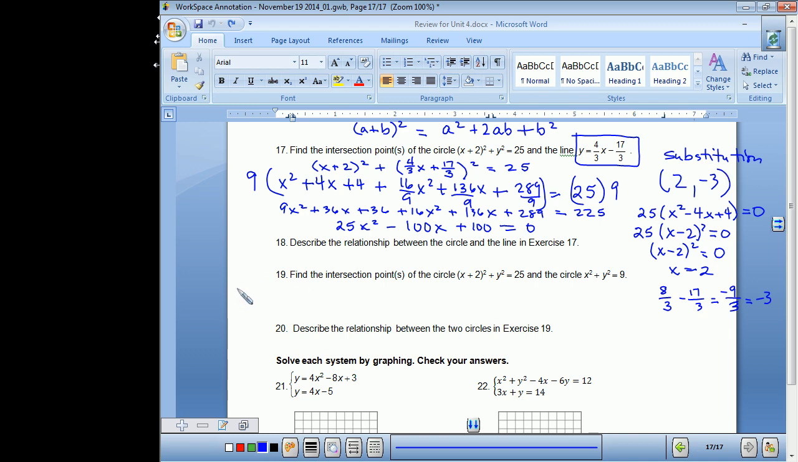Okay, I've got a circle with a line that intersects it in exactly one point. So it must be tangent. The line must be tangent to the circle because it's exactly 1.